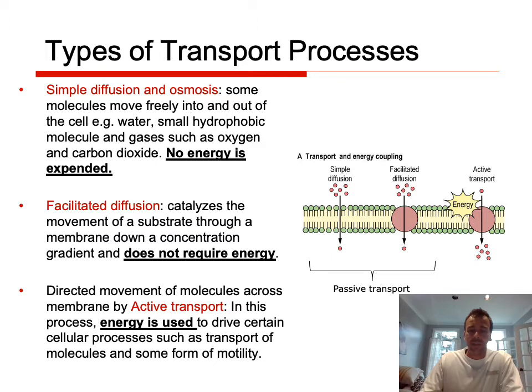Both of these are examples of passive transport. This is in contrast to active transport, where you need energy because you are moving from an area of low concentration to high concentration. So you're moving against the normal gradient.